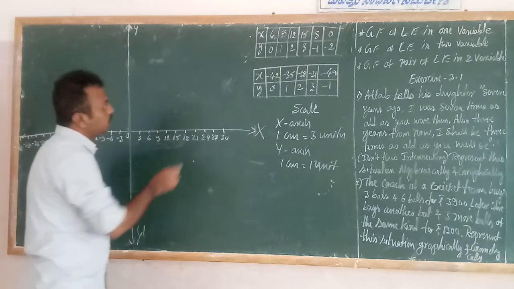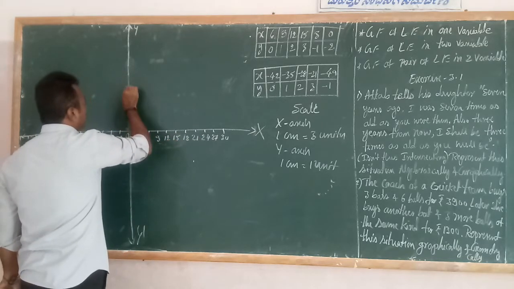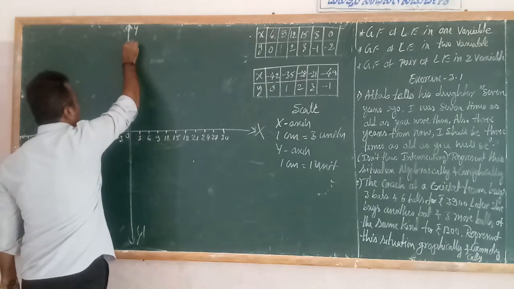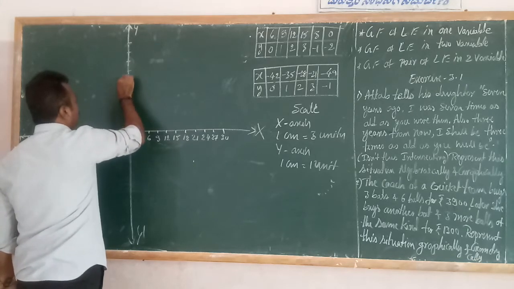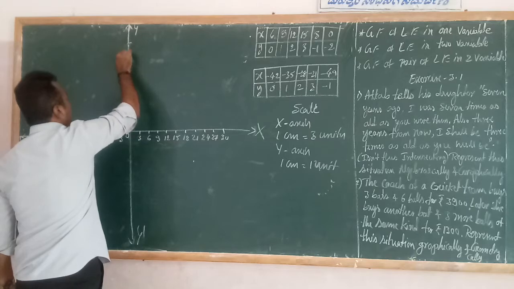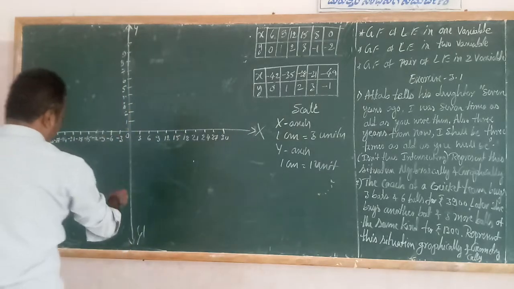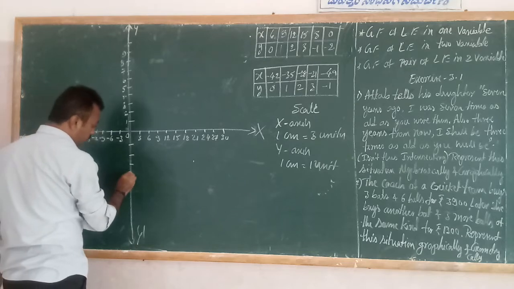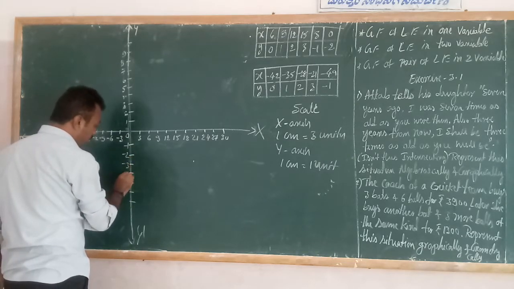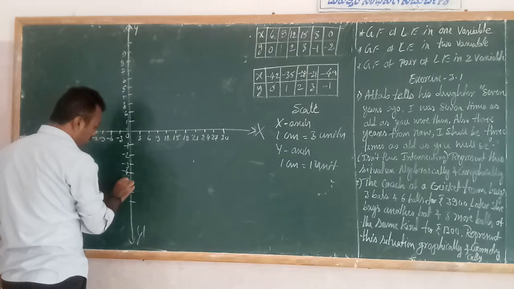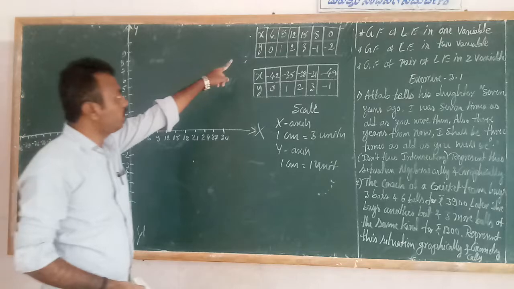Next, the y-axis is very simple. 1, 2, 3, 4, 5, 6, 7, 8, 9 and so on. Enough. Next, on the downside, this is the negative: -1, -2, -3, -4 and this is -5. Enough. See, first plot. What is the first equation?